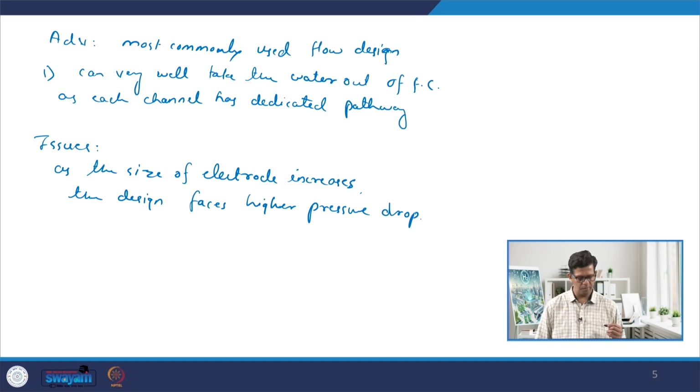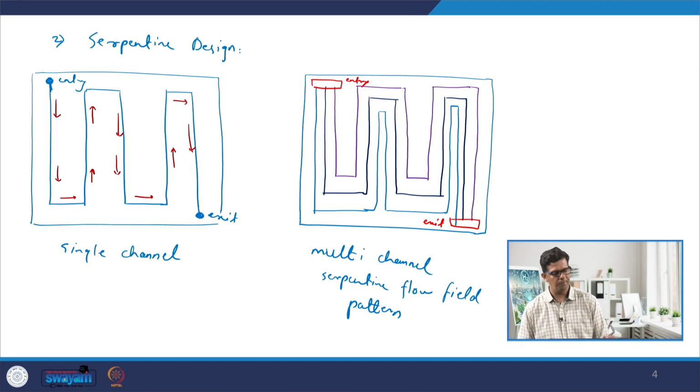Why is it so? Because if you see, all these species are forced to flow through dedicated channels. They don't have any other way to move out, and that is why there is a huge pressure drop as the species travel. This is particularly towards the end of the channels, or from the middle towards the end, where we can face a larger pressure drop.